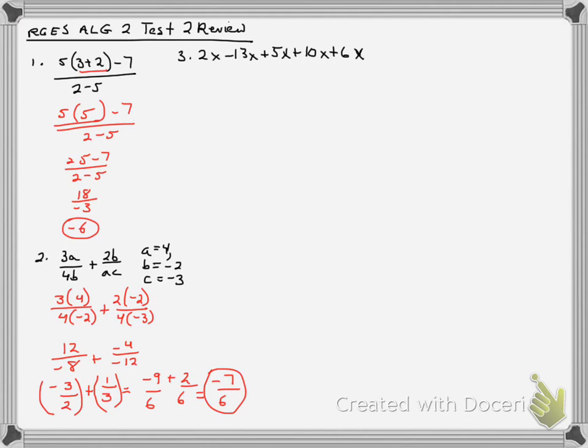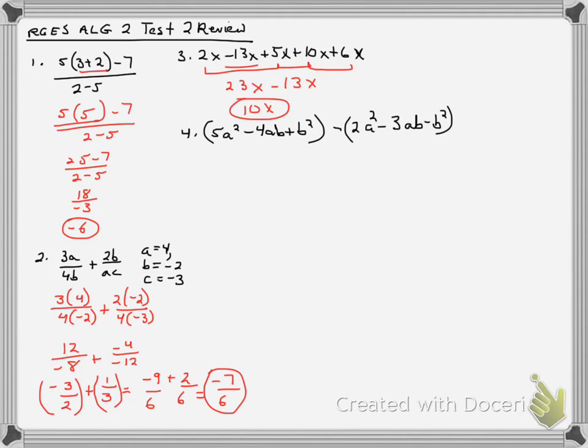For the next problem, we have only x terms, so they're all like terms, so I'll add up the positive ones, which looks like all but one of them. Okay, so 2 plus 5 is 7, 17, 23x. Negative is just the minus 13x, and 23 minus 13 is 10x.